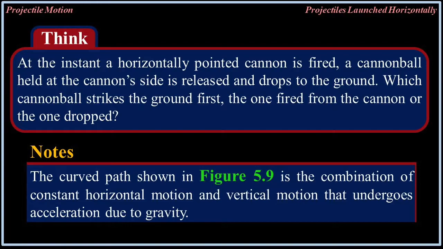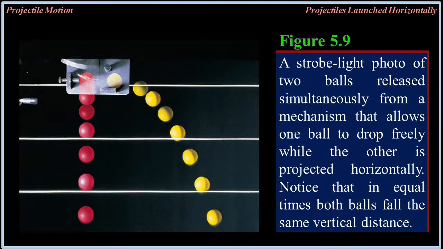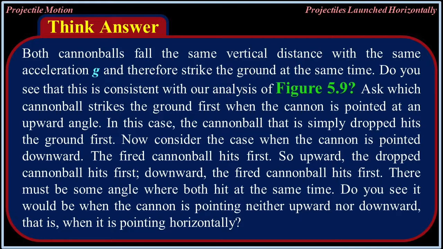Think: at the instant a horizontally pointed cannon is fired, a cannonball held at the cannon side is released and drops to the ground. Which cannonball strikes the ground first? The one fired from the cannon or the one dropped? All right, here is 5.9 to remind you that the horizontal and vertical vectors are independent. Both cannonballs fall the same vertical distance with the same accelerating g and therefore strike the ground at the same time. Do you see that this is consistent with our analysis of figure 5.9?